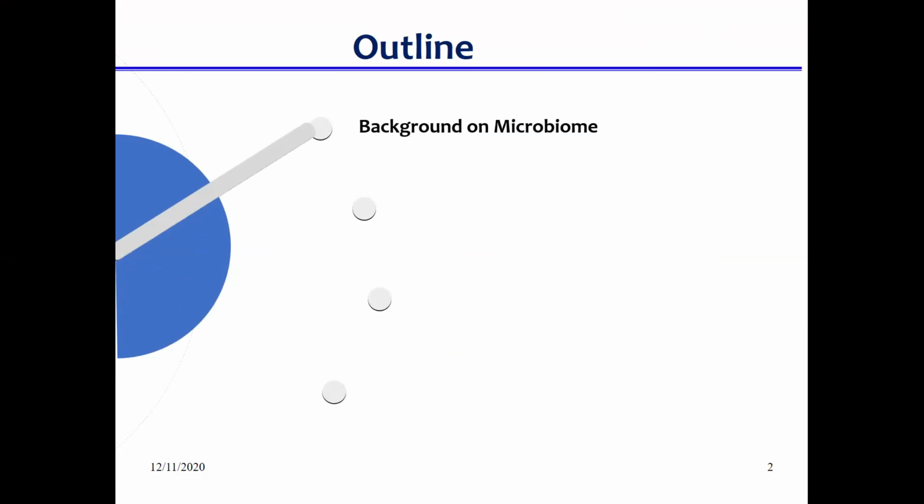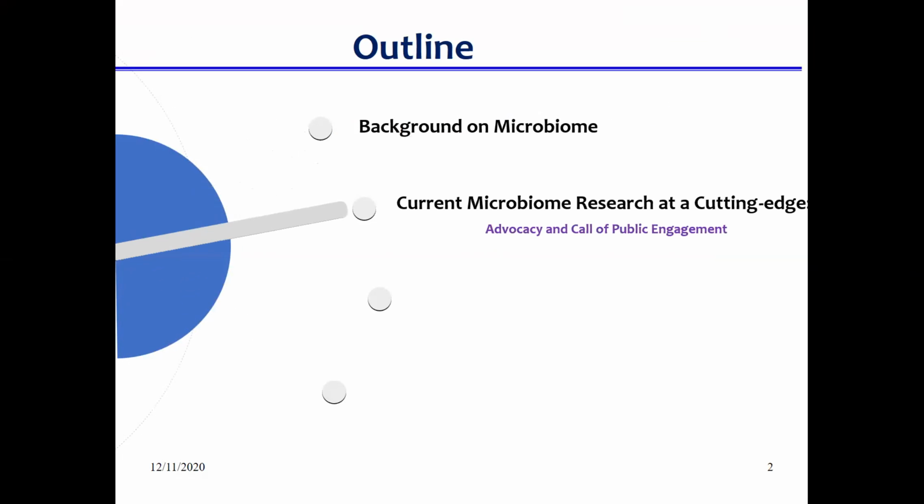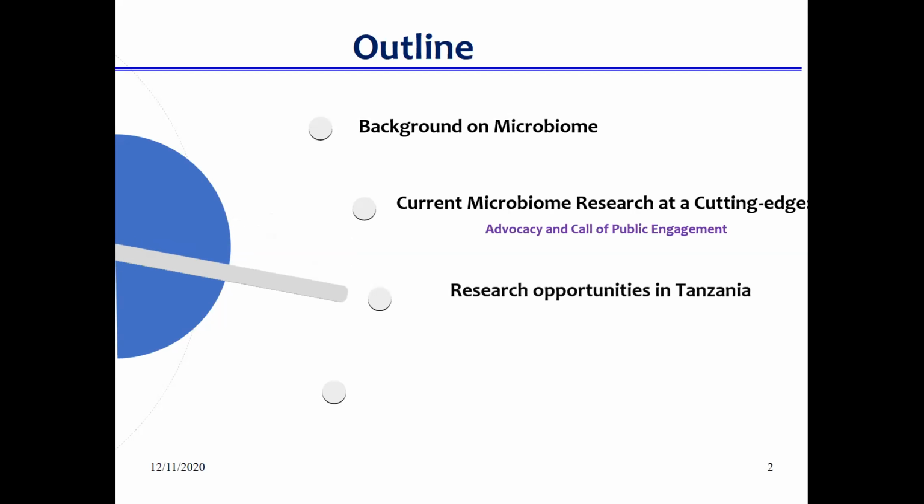And here is an outline of my talk. I'll give a background on what microbiome is, and then I'll take you through the current microbiome research at a cutting edge. In this aspect, I'll try to pinpoint and advocate and call for public engagement. I want to introduce this idea, especially for Tanzanian researchers, because this kind of research has been going on elsewhere. So I want them to understand it so that we can use it in our country context. The third part, I'll highlight the opportunities that are available related to genomic research in Tanzania. And then in the last part, there'll be a question and answer session.